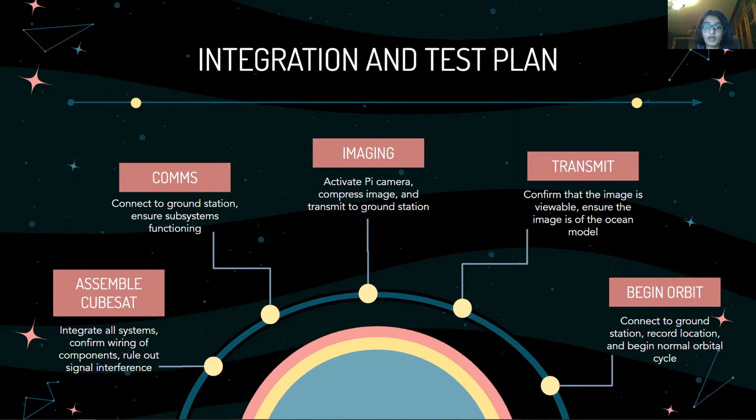We'll begin our testing by connecting the CubeSat to its ground station and ensuring that its subsystems are functional. Our testing will consist of activating our camera, capturing an image, compressing and transmitting it to the ground station. Once we view it and ensure that it's of the intended target and viewable, we'll record its location and begin conducting normal orbital cycles. We anticipate having to troubleshoot during this process and repeat these tests several times before we achieve our intended results.